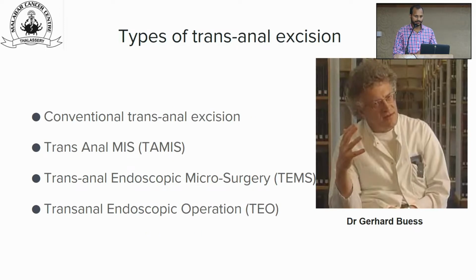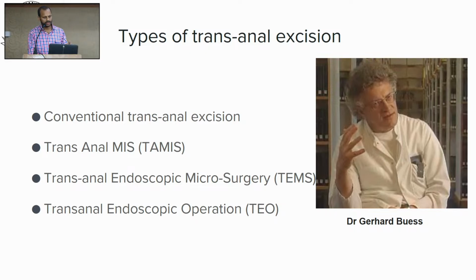So what are the types or options of transanal excision? There are different options. Essentially, the procedure is the same. You have to remove the disease with the mucosa, submucosa, and muscularis propria. So the full thickness of the rectal wall you have to remove, along with an adequate margin around. That is the procedure. But you have multiple options for this.